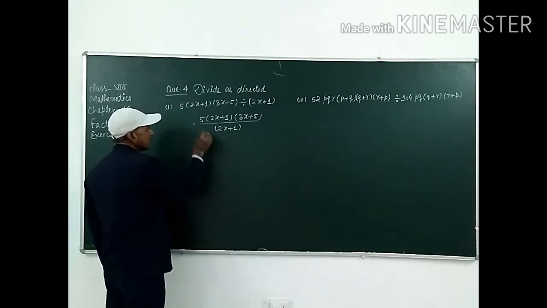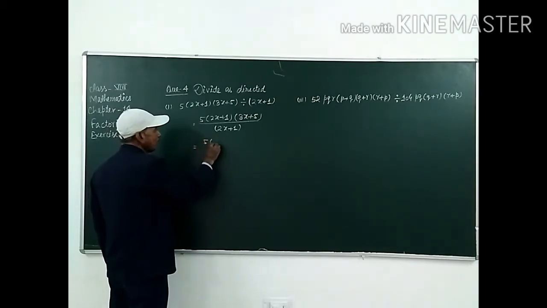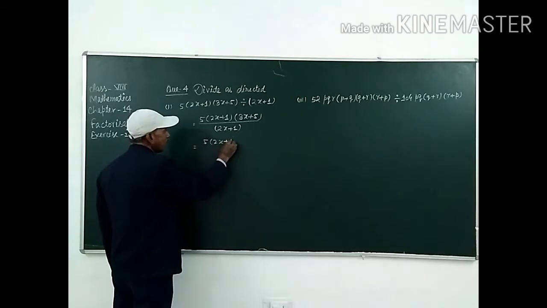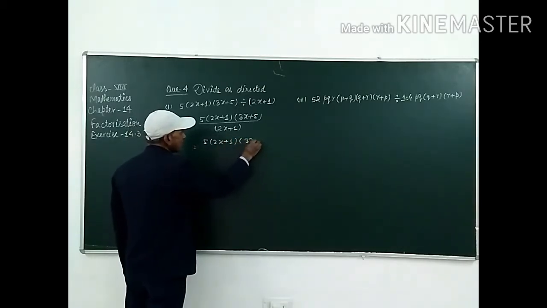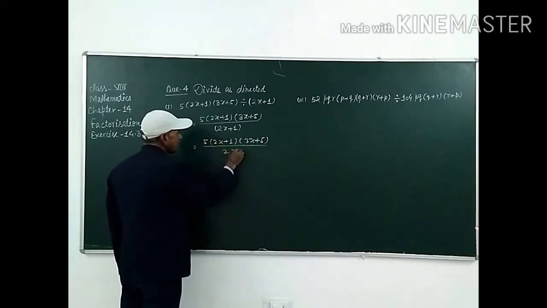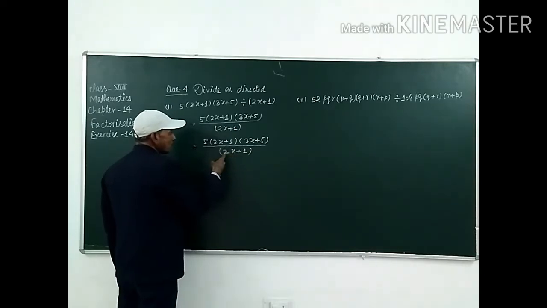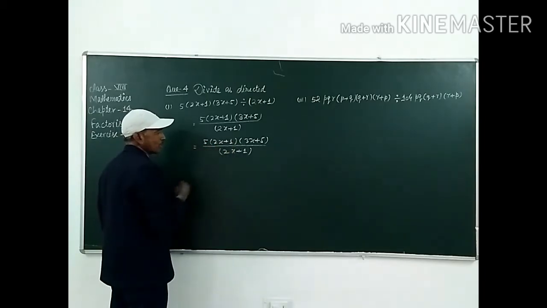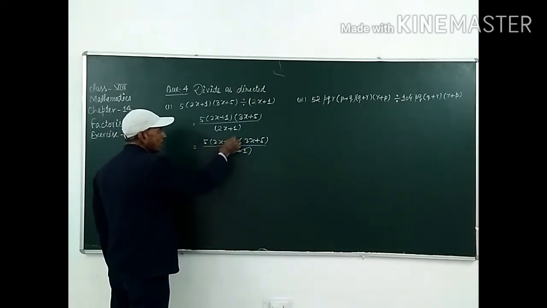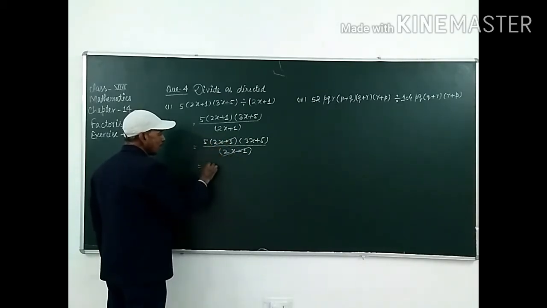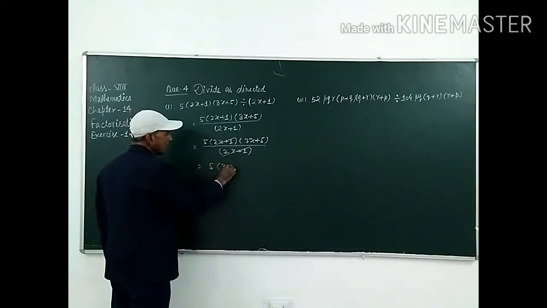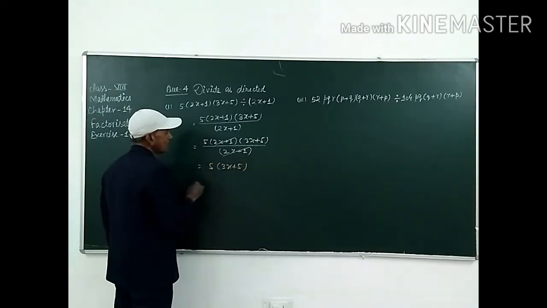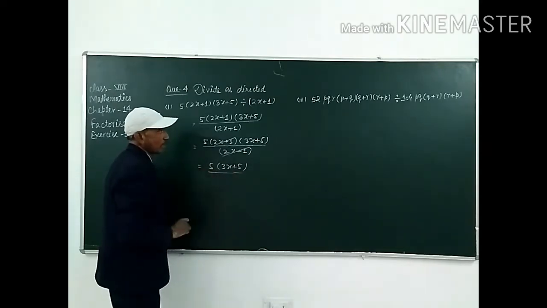Students, in the next step this will be 5 into 2x plus 1 into 3x plus 5 divided by 2x plus 1. So this one 2x plus 1 and here 2x plus 1, and there is a sign of multiplication, students. So we have to divide this 2x plus 1 by 2x plus 1. So the remaining part will be 5 into 3x plus 5. This one is the answer, student.